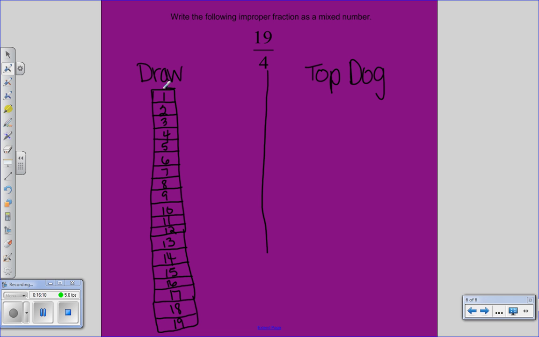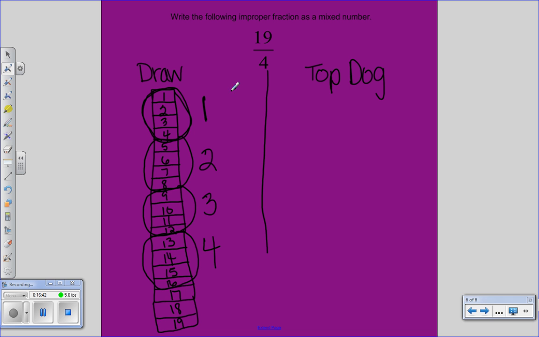So I'm going to come here and I'm going to circle 4 blocks. These first 4 blocks make 1 whole. These next 4 blocks make 2 wholes. My next 4 blocks, 3 wholes. My next 4 blocks is 4 wholes. And then I have 3 left over. Do those make a whole? They don't. So I have to leave those separate.